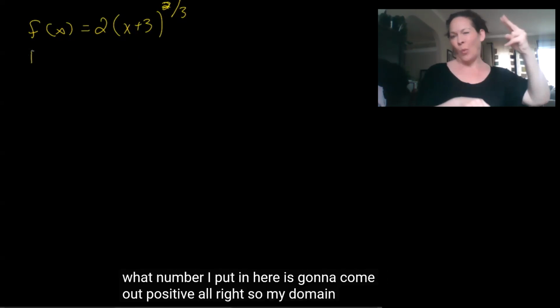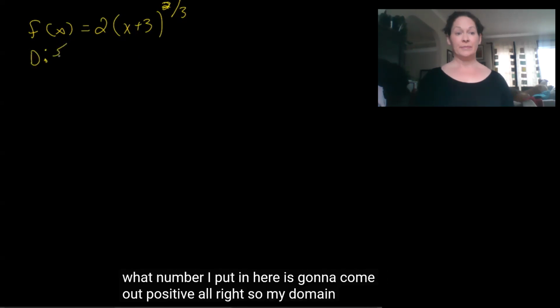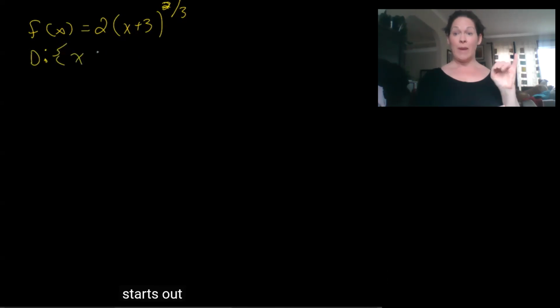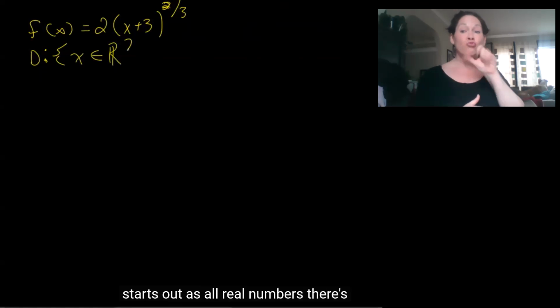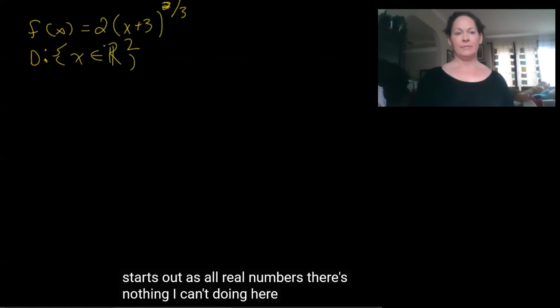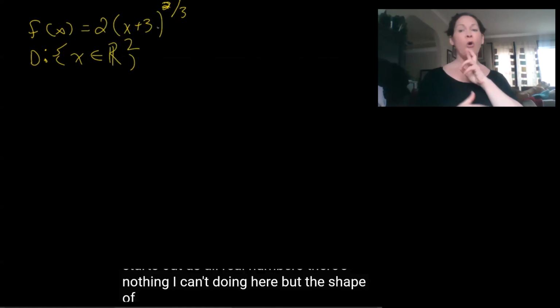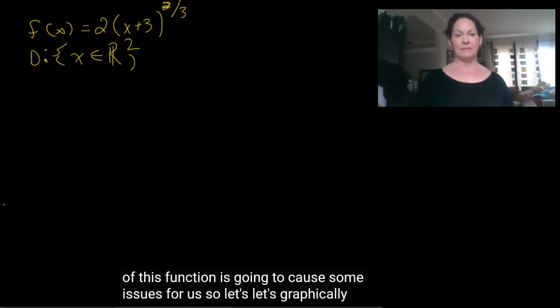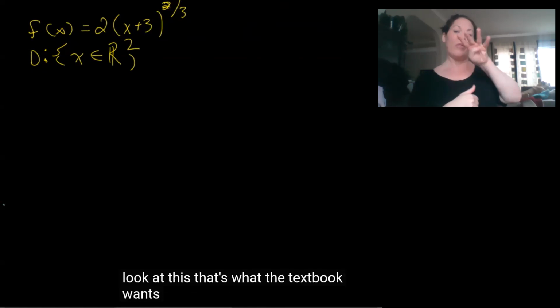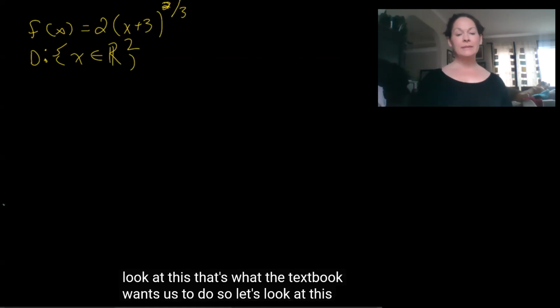All right, so my domain starts out as all real numbers. There's nothing I can't do in here, but the shape of this function is going to cause some issues for us. So let's graphically look at this. That's what the textbook wants us to do. So let's look at this.